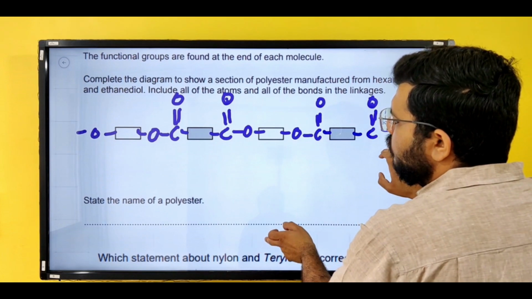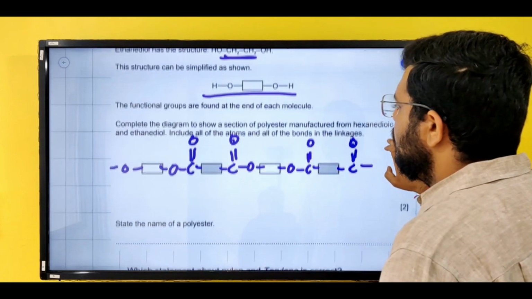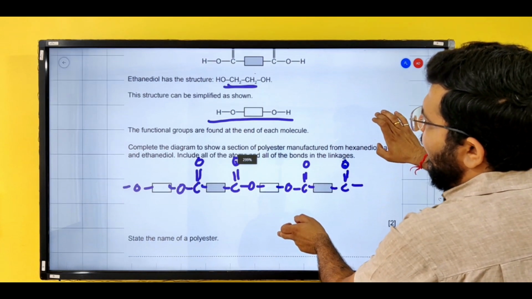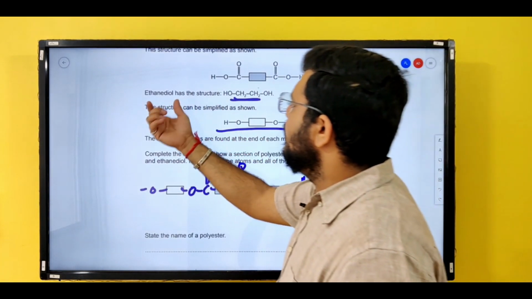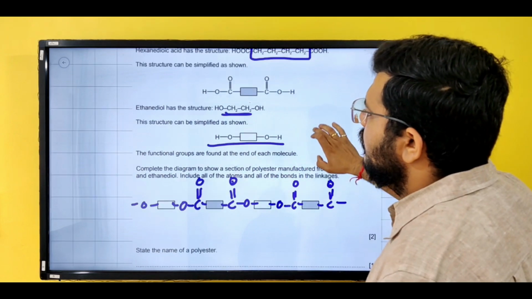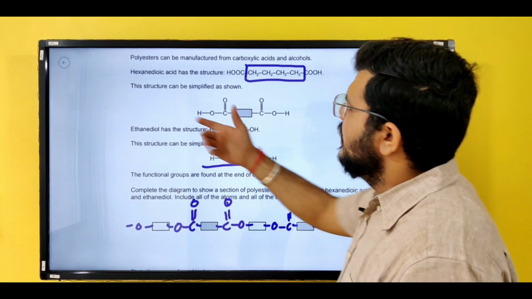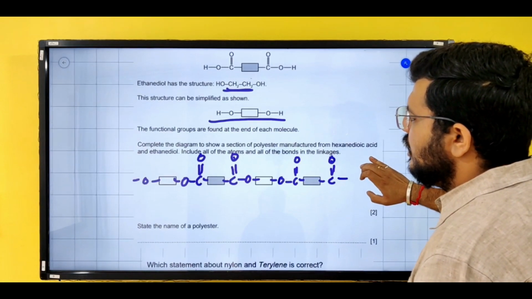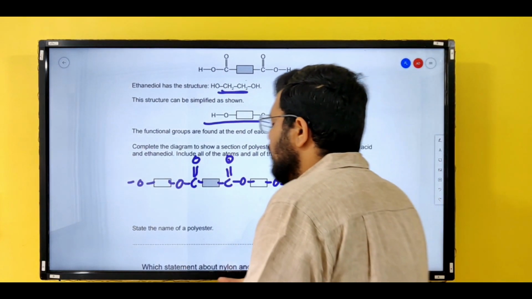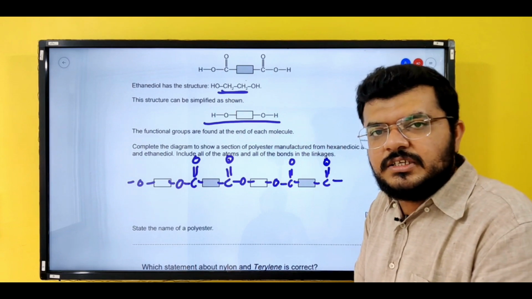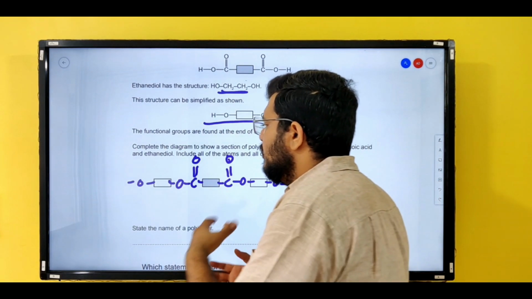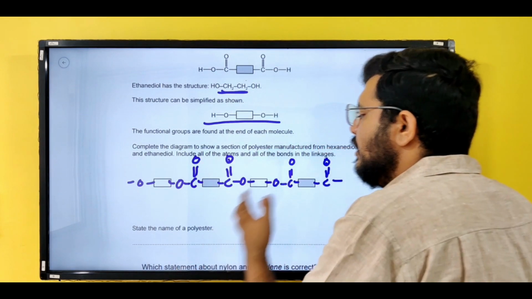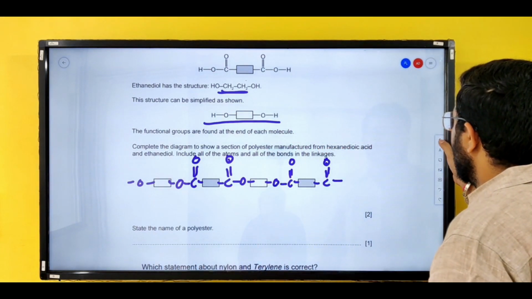State the name of polyester. What will be the name of polyester? What are the monomers? The alcohol is ethane diol. The acid is hexane dioic acid. So what will be the name of polymer? As we have done, the name of ester, first we name the alcohol and then we name the acid. So what is alcohol?